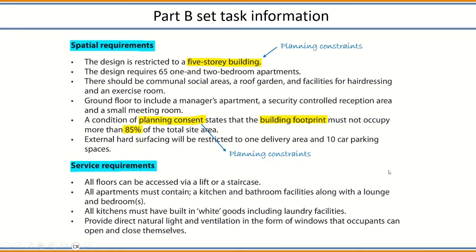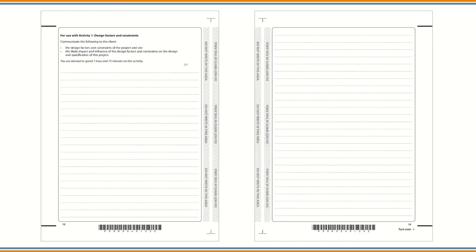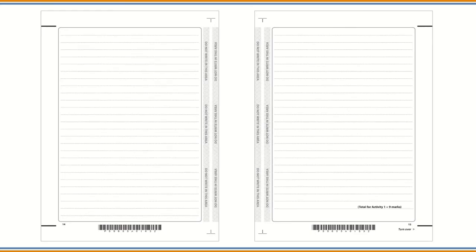Service requirements. All floors can be accessed via a lift or a staircase. This is related to accessibility. Provide direct natural light and ventilation in the form of windows that occupants can open and close themselves. This is related to functionality. This is the available space that you have to complete the activity. 4 pages in total.